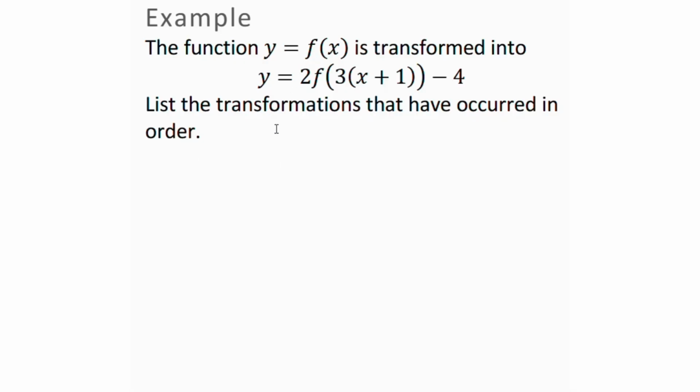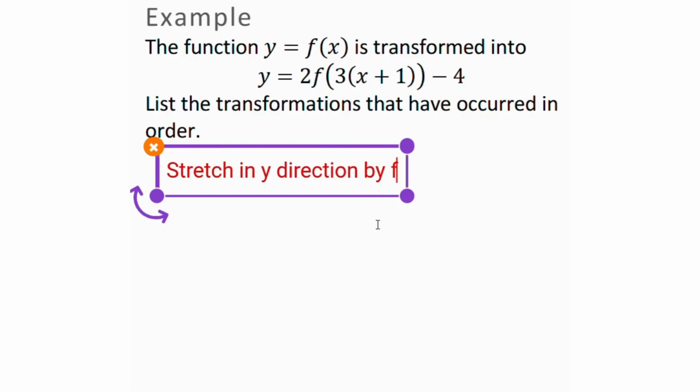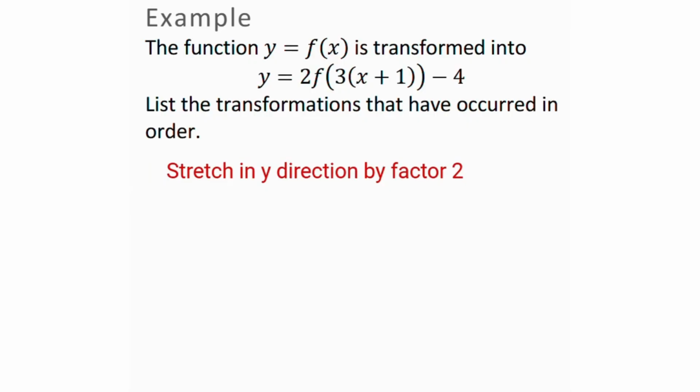So this first one, this 2, what does that mean? Well, it's a multiplication, which means that it is a stretch. So first of all, we have a stretch. It is outside the function, so it is in the y direction. And because it's in the y direction, it is what we expect it to be, so the factor here is 2. So that's this first one.